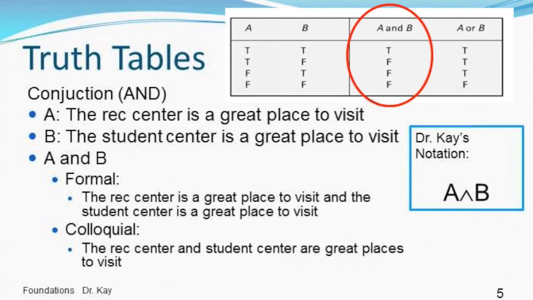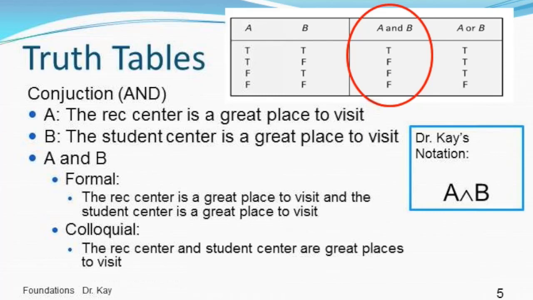Here is the truth table for conjunction. Conjunction is just a fancy name for and. If we have two statements, now we're calling our statements A and B. The rec center is a great place to visit is A. B is the student center is a great place to visit. Then formally, the conjunction of A and B is simply the rec center is a great place to visit and the student center is a great place to visit.